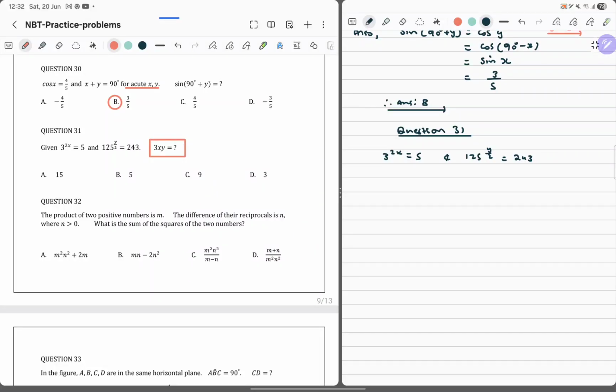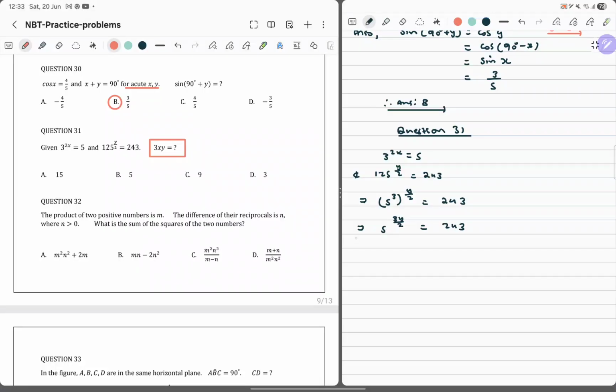Again, it's one of those indirect ones, so let's start with this one. Probably I should have put this one here. And say this implies 125 is 5 cubed, to the y over 2 is equal to 243. So when we deal with this, this is 5 to the 3y over 2, which is equal to 243.